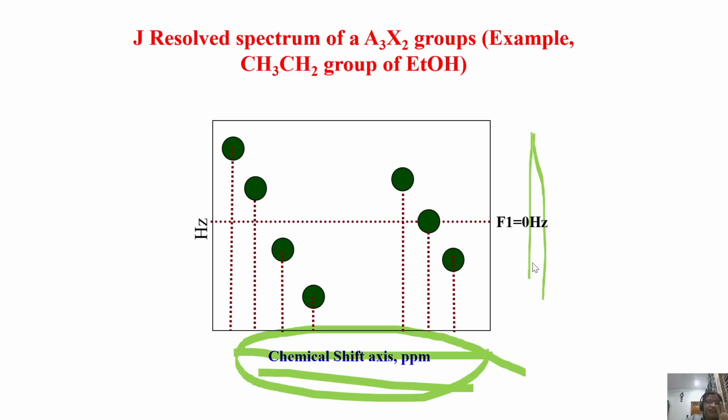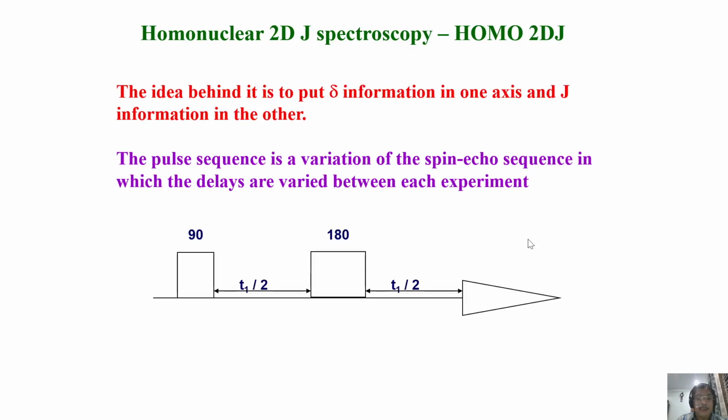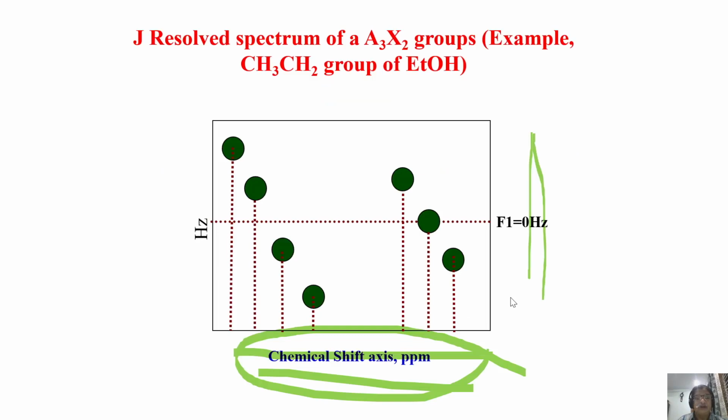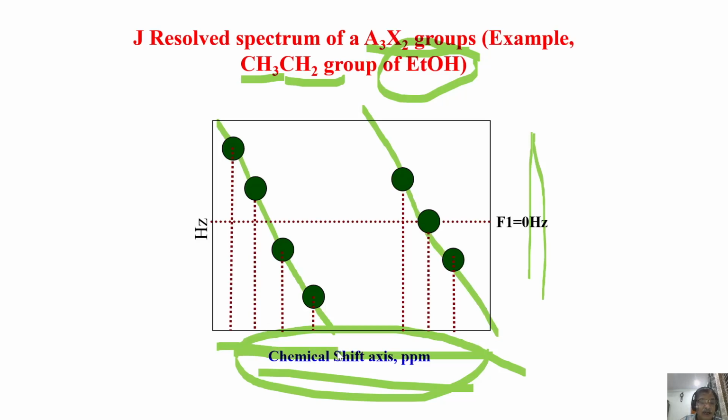In the J-resolved experiment, it is simply a two-pulse sequence like this: 90, t1 by 2, 180, t1 by 2. That is the sequence. This is an example for an A3X2 type, CH3 coupled to CH2, the CH3CH2 group of ethyl alcohol. Because of the J coupling, it appears as if it is tilted by 45 degrees here, because both delta and J are present.